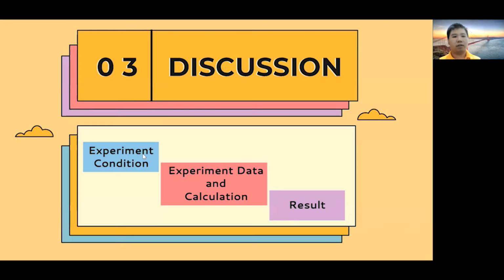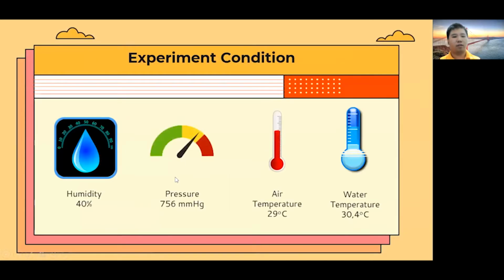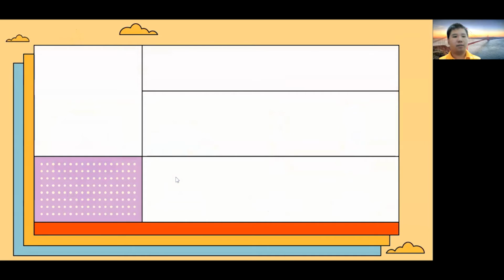This is the discussion part and will be divided into experiment condition, data and calculation, and result, which includes discussion about the experiment done. So the experiment is done at specific experiment conditions which are shown on screen. This is the experiment data and calculation part.